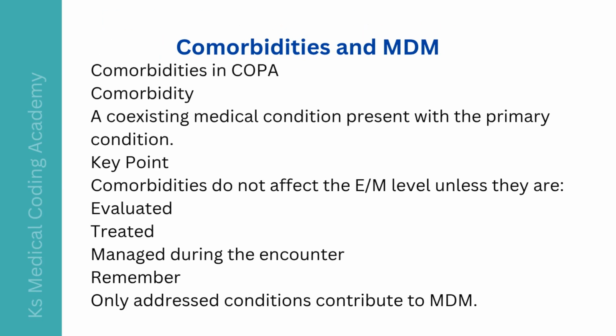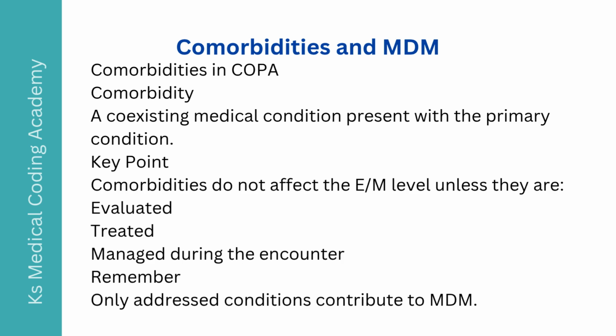Now let's discuss comorbidities and how they affect medical decision-making. A comorbidity is an additional medical condition that exists along with the patient's primary condition. However, simply having a comorbidity does not increase the MDM level. It only counts if the physician evaluates, treats, or manages that condition during the encounter. For EM coding, always remember that only addressed problems contribute to medical decision-making.